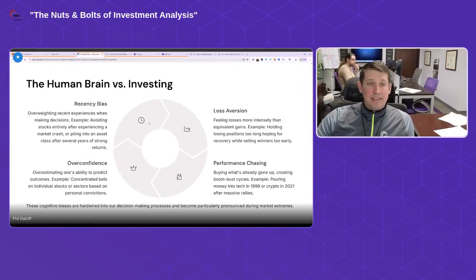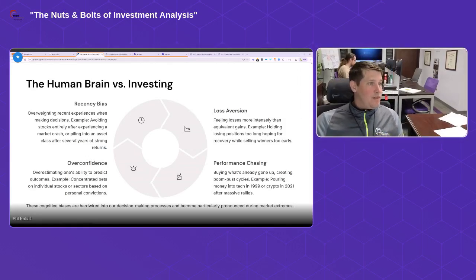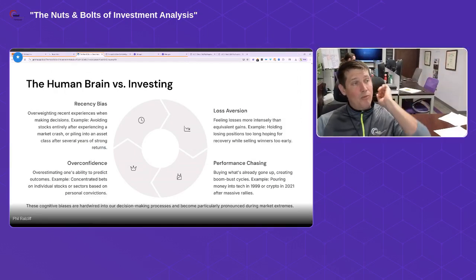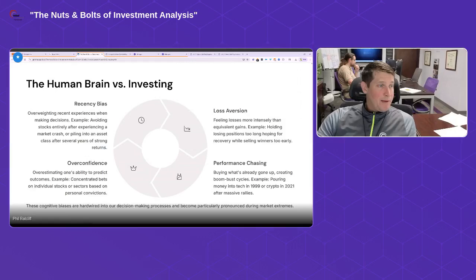So, recency bias. Recency bias basically is what it sounds like. Things that have happened to you not that long ago stand out a lot more in your brain and seem more plausible or probable, right? And even when we look at this now, like I said, large growth or tech has done so well over the last 10 to 15 years.